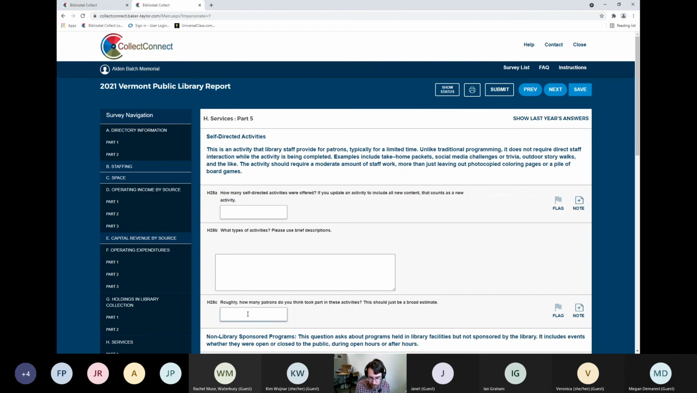For take homes, that's obviously not terribly difficult. You can probably get a handle on it. For things like story walks, it's going to require some speculation, and that's just how it is. This number is going to be a broad estimate. We totally know it. Just do your best. Give a number that you feel somewhat confident about. If somebody asked, like from your town or from your board, how many people would you guess did it? You can use that number. So self-directed activities, that's that.